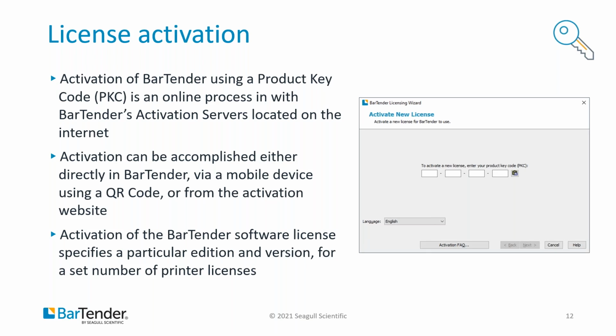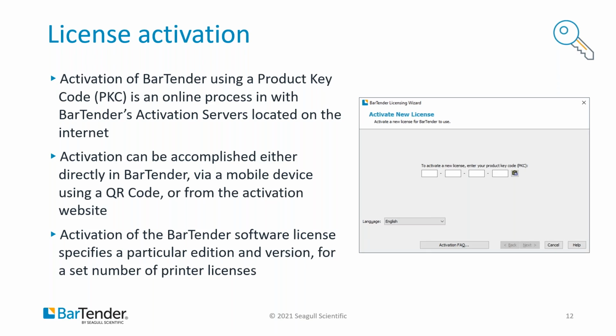Now, of course, if the computer you're on does not have an internet connection, maybe it's an air-gapped PC on a production line or something like this, then you need to accomplish activation in a more indirect method. And with more recent versions or releases of BarTender, you can activate either via a mobile device using a QR code or by using the activation website. And we'll take a look at that in just a second.